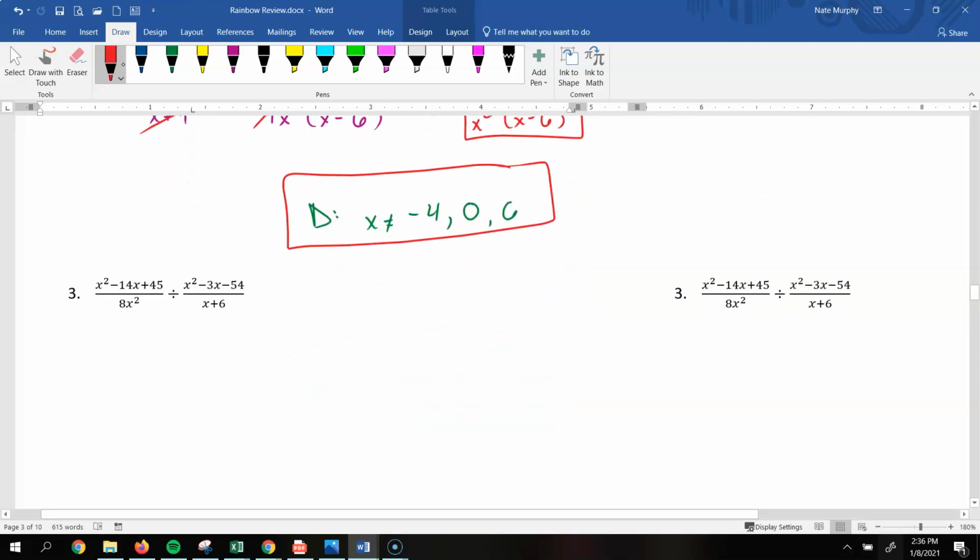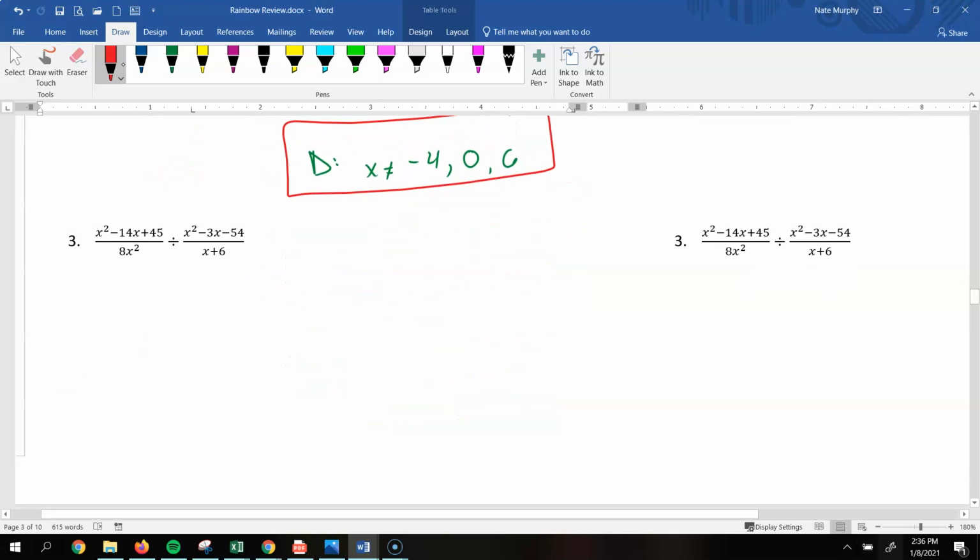All right, let's look at the last one, number 3. The one thing I recognize with this one that's different from the other two is that this one we're dividing. So remember, we can't divide by fractions, we need to change it to multiplication. But first, let's start with that first fraction. I'm going to factor that down.